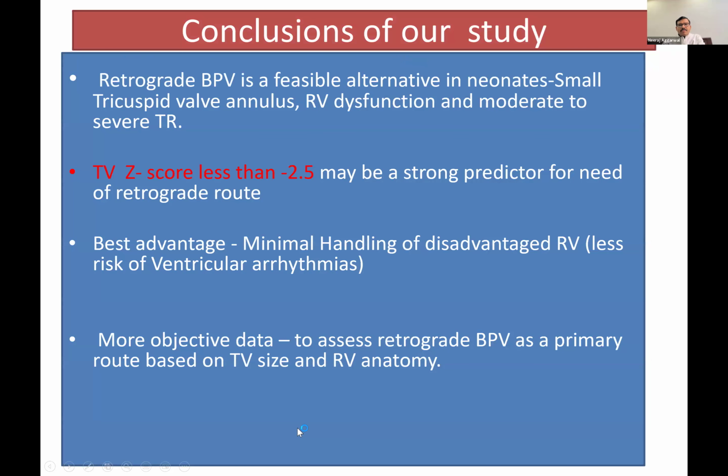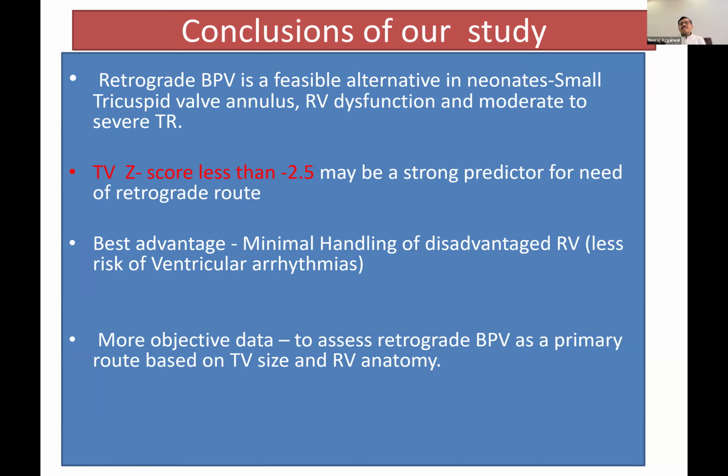So in this study of retrograde BPV, we found it is feasible. Mostly you should worry about tricuspid annulus, RV dysfunction, and TR. If these three factors are there, then you may think of retrograde BPV as a primary route. A tricuspid Z-score less than minus 2.5 may be a strong predictor for the need of retrograde route.